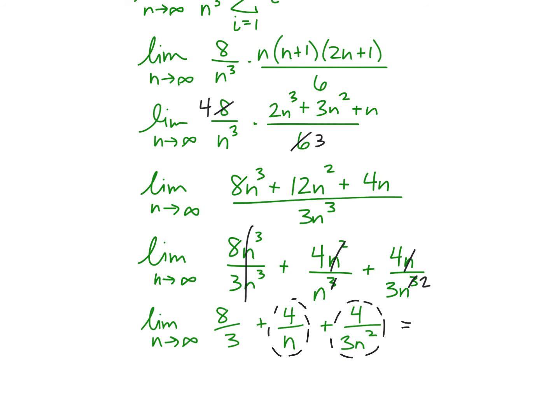Therefore, our final answer is 8 thirds, which is approximately 2.67. What does this mean? It means we found the answer. We found the area of our shaded region is 8/3.